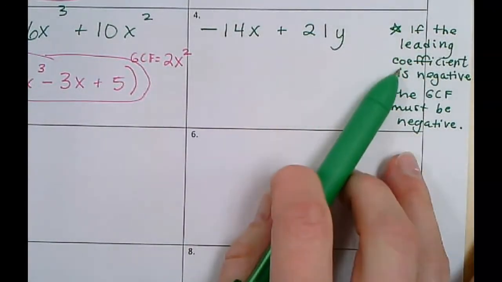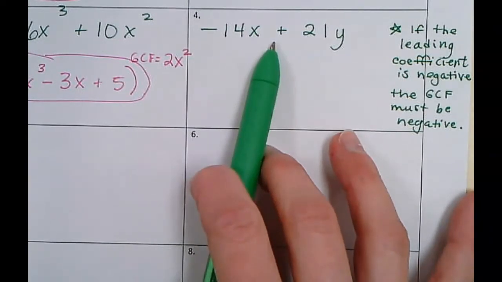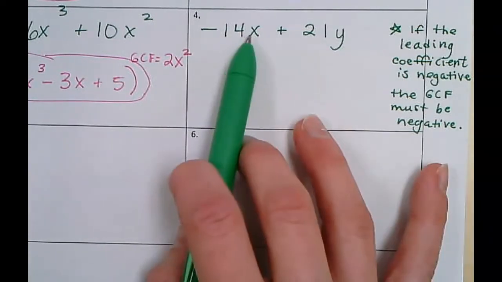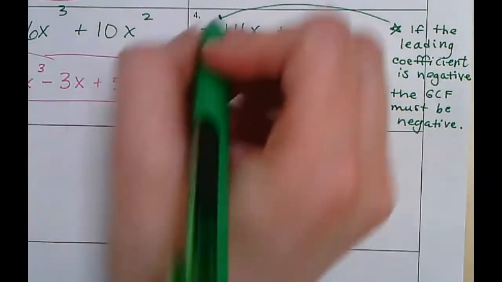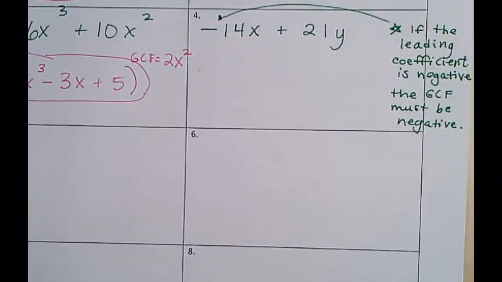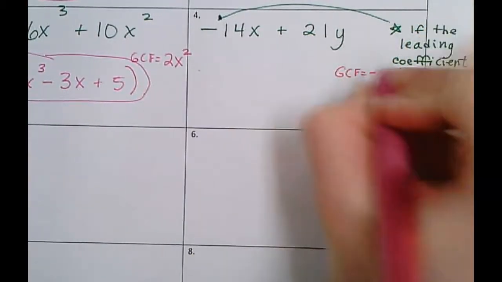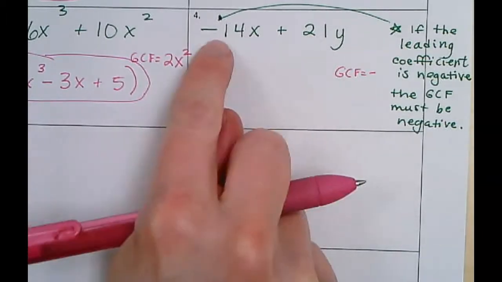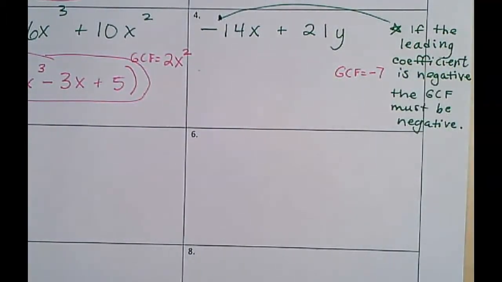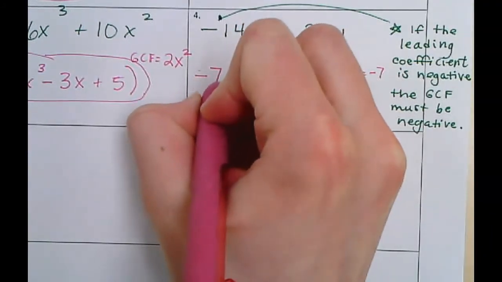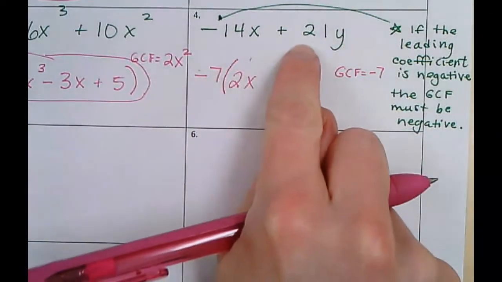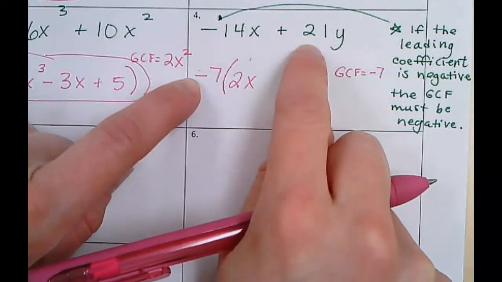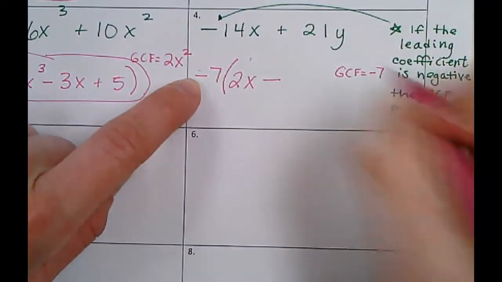So before we decide if the leading coefficient is negative or not, we do need to make sure this is in standard form. This is just x to the first and y to the first, and alphabetically, this is the leading coefficient. So since the leading coefficient for this problem is negative, I'm going to go ahead and factor out for my GCF a negative sign. Now, between 14 and 21, 7 is the largest number. And then they do not have any x's in common. So I'm going to factor out a negative 7, which will leave a positive 2x. And if I factor out a negative 7 from this positive 21, it now makes it negative 3y.